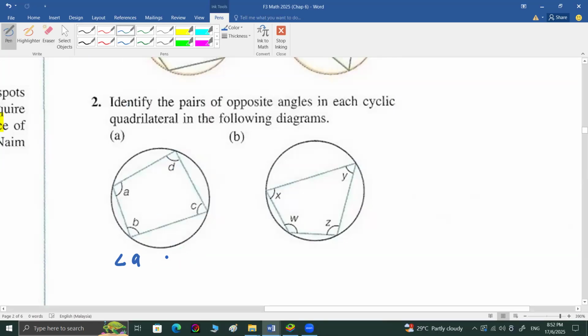Why? You put N. They are not equal. They are not equal, because when you add up it is 180. My mistake just now. You have to put not equal, because they are not the same. Add up will be 180. So the pairs of opposite angles, you say A and C, B and D.